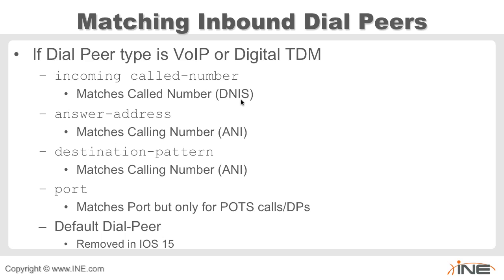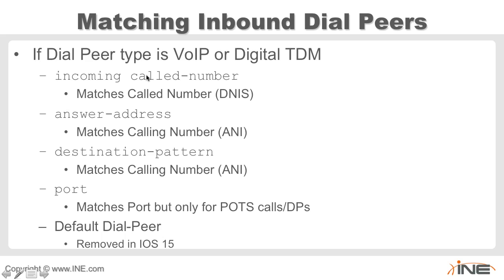So now that I've got that out of the way, incoming called-number matches just that, the called number, the DNIS. Answer-address, that kind of sounds like called, but it actually matches calling, ANI. Destination-pattern, this matches calling, ANI. Now you might say, wait a minute, you're wrong, Mark. Destination-pattern matches called number, the DNIS. Well, it does on an outbound dial peer, but we're looking at an inbound dial peer. So destination-pattern is the one command that can be used both ways.